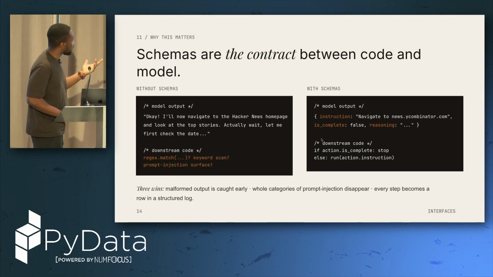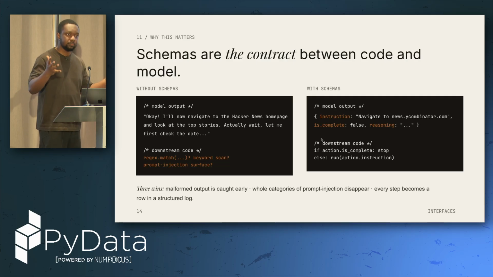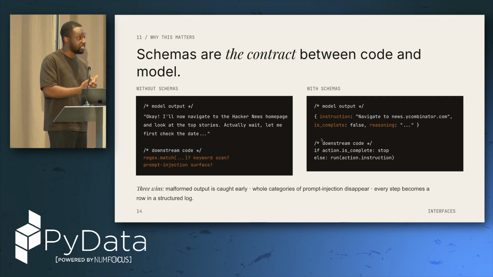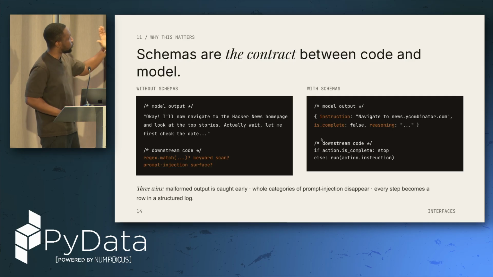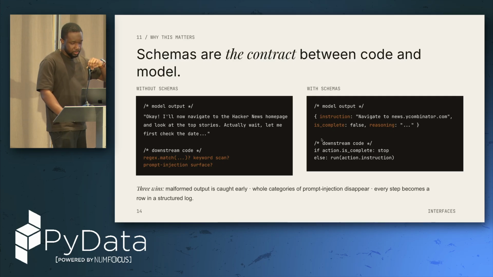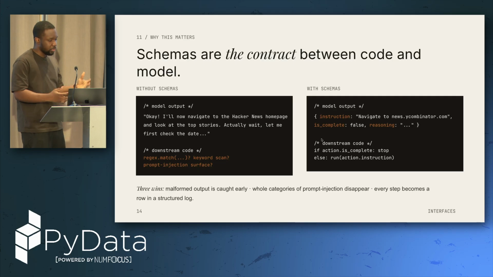So yeah, falling back on what I said, schemas are the contract between code and model. Imagine a situation where our planner just outputs a bunch of text, right? For our executor to parse this text, we would be doing things like regexes and keyword scans, which would be computationally not as efficient as if we returned a Python object which we can easily parse. If you look on the right where a Python object is returned, we can do things like: if action is complete, we stop, else we run the next instruction. That would be easier to do when we return schemas, objects with defined schemas.